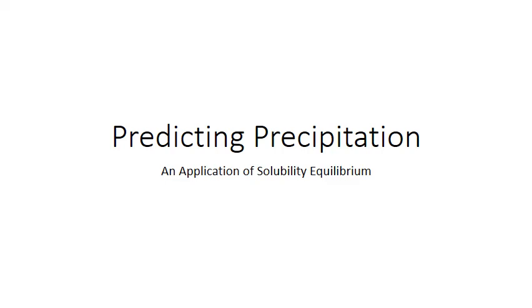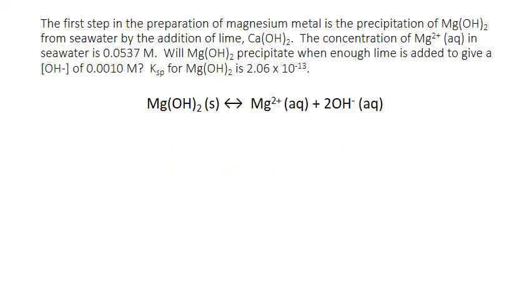In this PowerPoint, we're going to apply solubility equilibria to predict when precipitation of certain solids might occur. So precipitation is the reverse of dissolving, and it can be used to provide us with solids that we might need, as in the process described here.